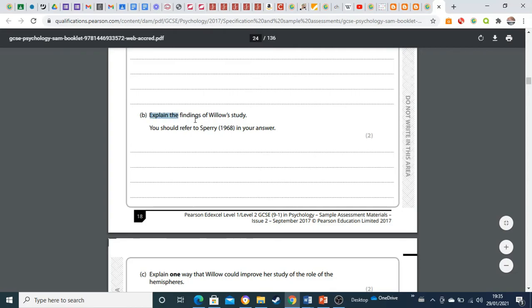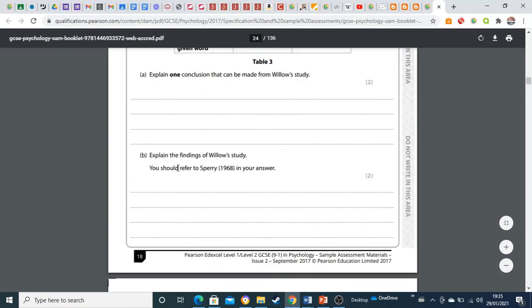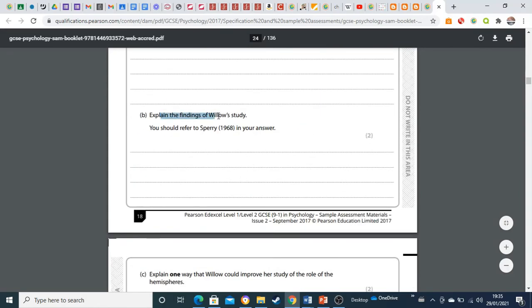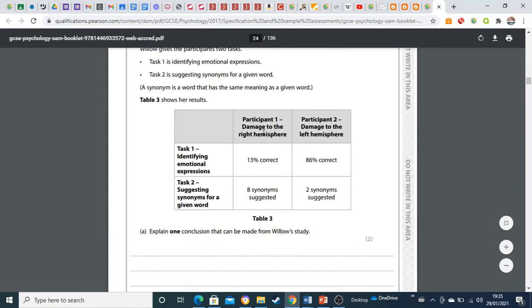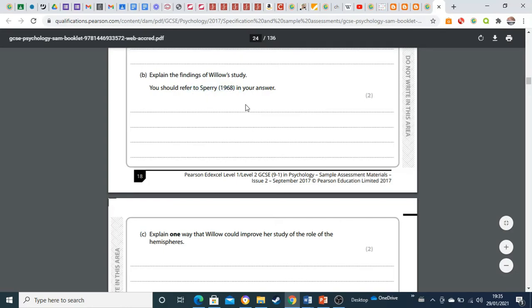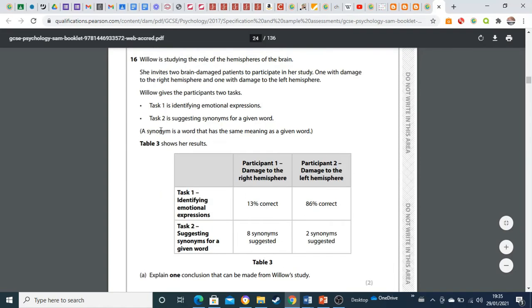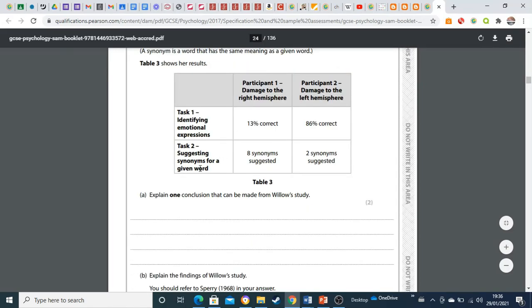Explain the findings of Willow's study. You should refer to Sperry 1968 in your answer. These are tough questions. Right, so Sperry 1968. What do you know about Sperry 1968? So suggesting synonyms for a given word. So you might want to, synonym, same meaning as a given word, synonyms for a given word.